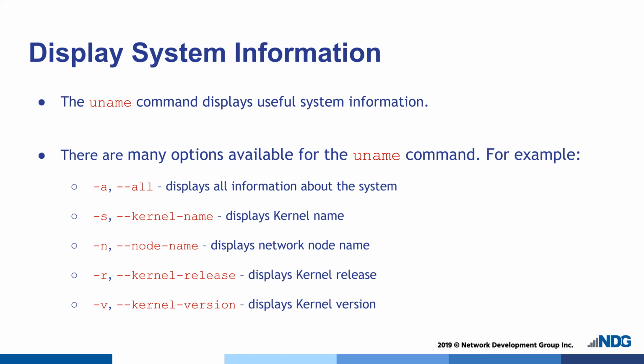If you want to display some information about your system, the first command that you're going to learn is the uname command. And this uname command is going to be useful, and there's several different examples you can run. If you run uname -a or --all, it's going to display all the information about the system. -s will display your kernel name, -n the network node name, -r is the kernel release, and one of the more important ones is going to be -v, displaying the kernel version.